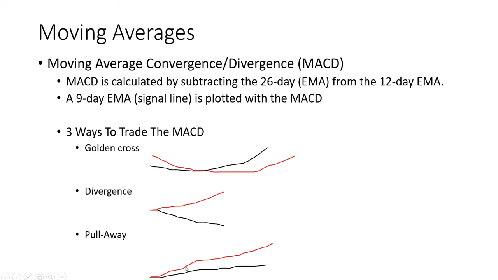Now, pull away is slightly different because both of them are actually uptrending, but the gap between the two is getting further and further apart. This also signals a trend reversal, okay? So in this case, these two would actually both be bearish trend signals, whereas the golden cross here in my example is a bullish signal.